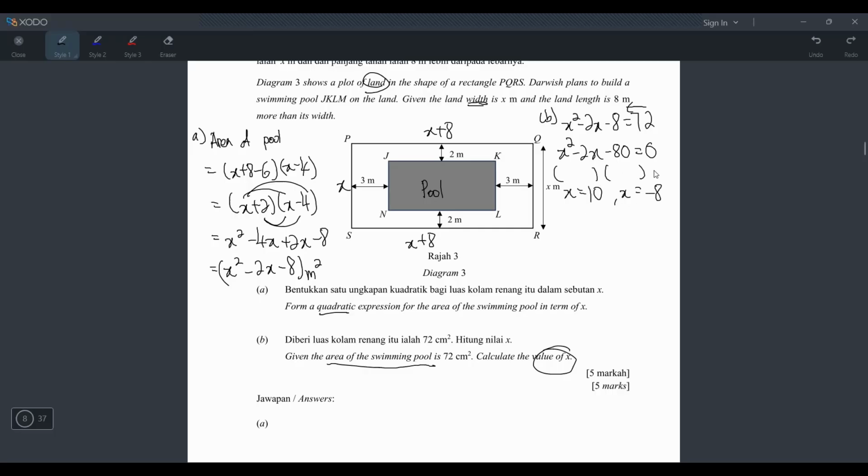So now you have two brackets here. If X is positive 10, then you have to change the sign: X minus 10, X plus 8 like this, right? So we have to reject this answer. We will write rejected here. The reason why is, imagine if X is negative 8, it means the width of the land is negative already. How can this be negative 8, right? It doesn't make any sense. Length cannot be negative. So X is equal to 10. So I will just write here, X is equal to 10 meters.